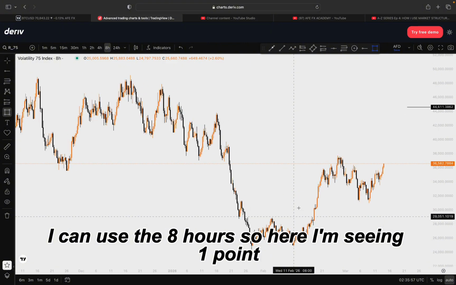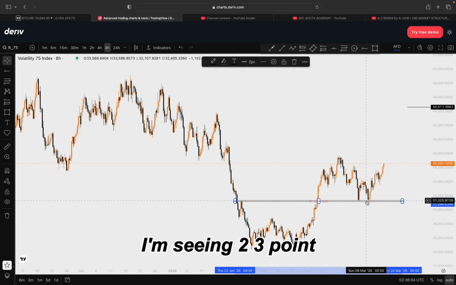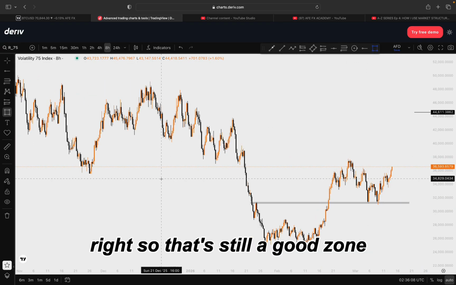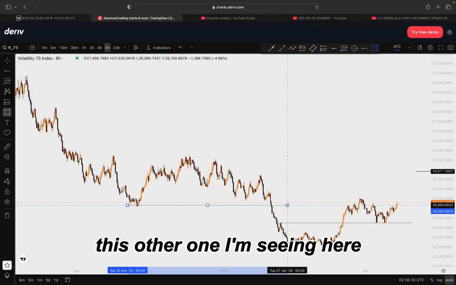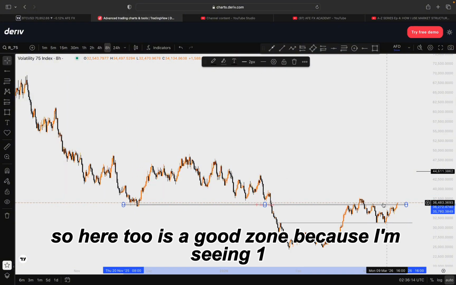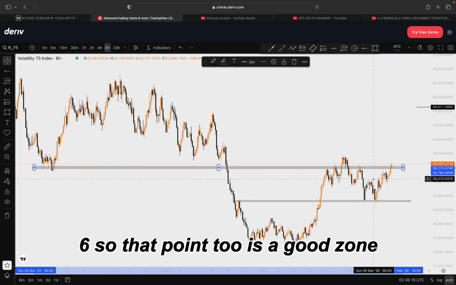Perfect. I can use the 8 hours. So here I'm seeing 1 point. I'm seeing 2, 3 points. Right, so that's still a good zone. This other one I'm seeing here, so here too is a good zone because I'm seeing 1, 2, 3, 4, 5, 6. So that point is a good zone.